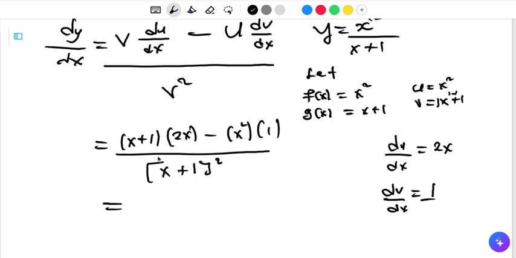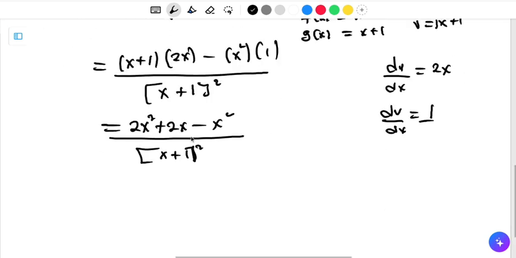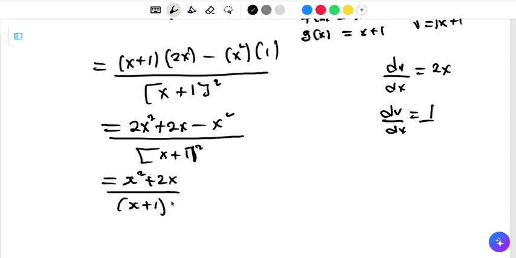Multiplying these, what are we going to get? We're going to get 2x squared plus 2x minus x squared, then divided by, in the down part here, x plus 1, then squared. As you can see, these are like terms. 2x squared minus x squared, I'm going to get x squared, then plus 2x, divided by x plus 1 squared. So this is going to be our final answer.